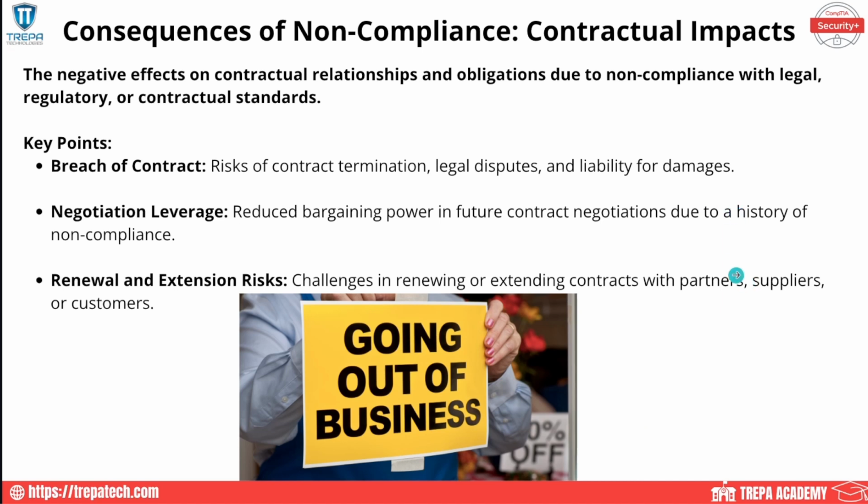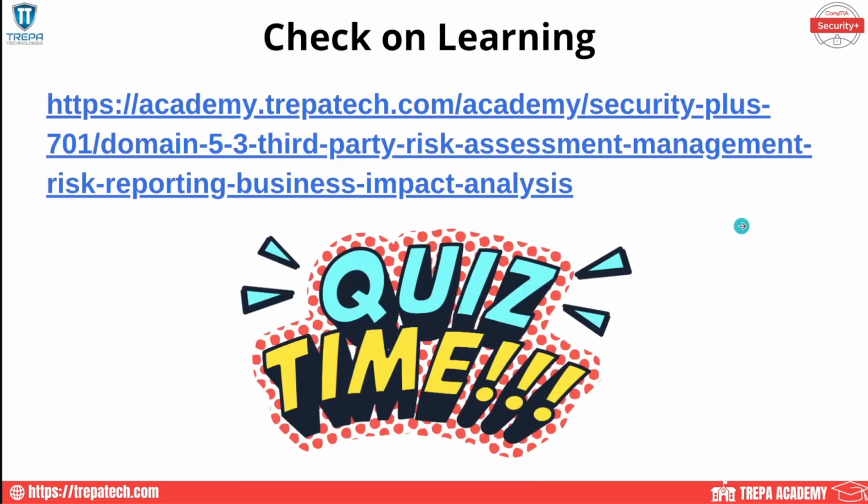Contractual impacts. These are the negative effects on contractual relationships and obligations due to non-compliance with legal, regulatory, or contractual standards. This could be a breach of contract. You could say, hey, we said that this XYZ wouldn't happen to the data, and it did. That may be a breach of the contract. This may reduce the bargaining power in future contract negotiations with vendors or businesses that you've previously done business with. All right, let's go ahead and do our check on learning.